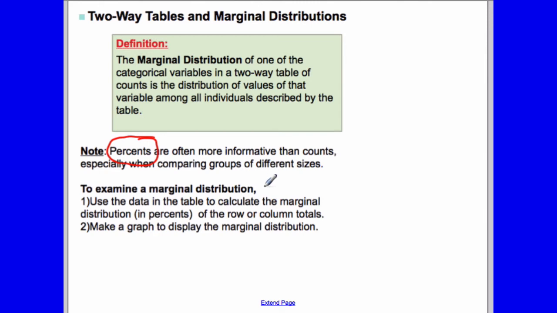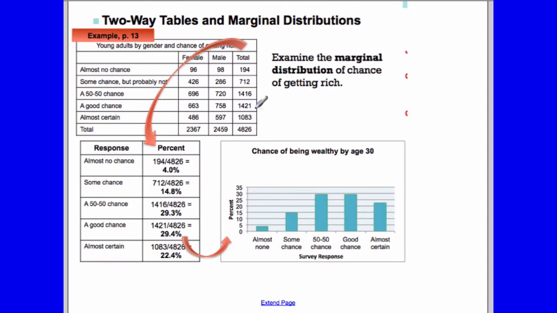To examine a marginal distribution, use the data in the table to calculate the marginal distribution in percents of the row and column totals. In other words, look at the totals and make a graph to display the marginal distribution. Let's look at an example of the graph that we just showed you. You've got your female and male and then your chance of getting rich. Well, what we've done here is we're looking specifically at a marginal distribution.